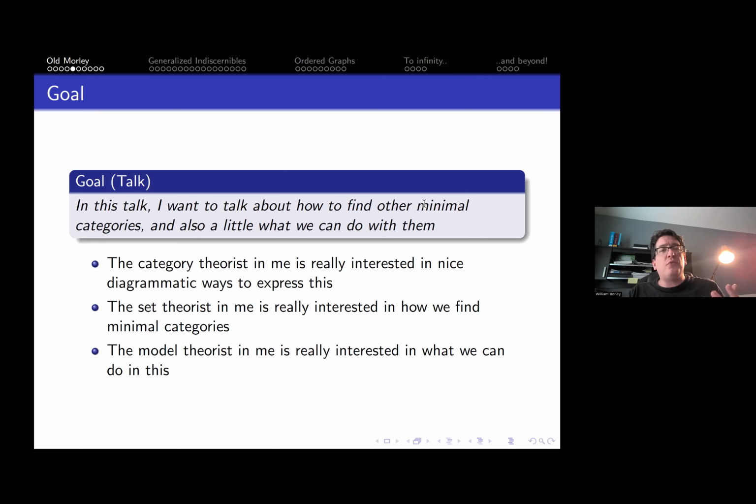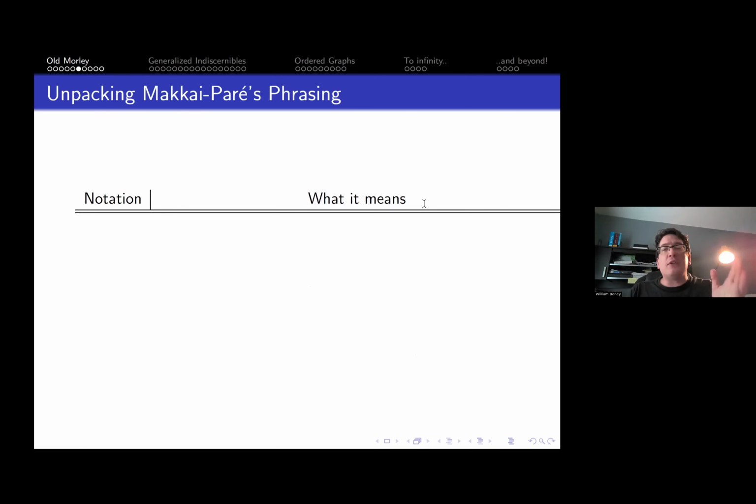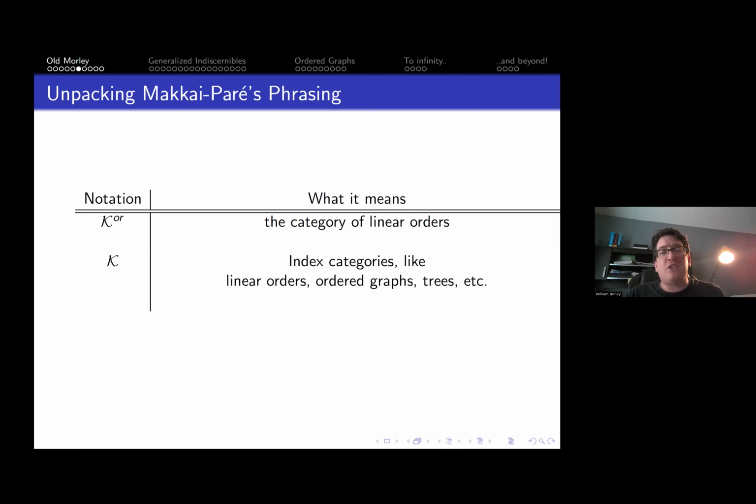Okay, so to motivate this a little more, first I want to unpack Mackay and Perret's phrasing a little more. I'm going to start with some notation that we're going to use throughout the talk. Rather than keep saying the class or the category of linear orders, I'm going to use script K to the OR. OR stands for order. Generally, script K is going to be some kind of index category that I'm going to try to build indiscernibles indexed from, like linear orders, ordered graphs, trees, stuff like this.